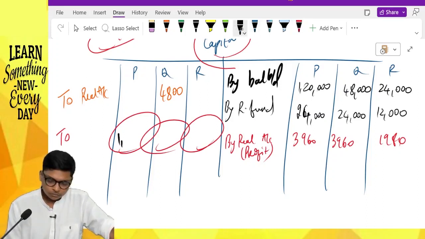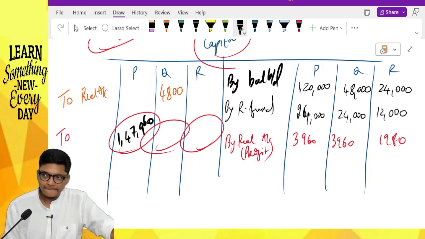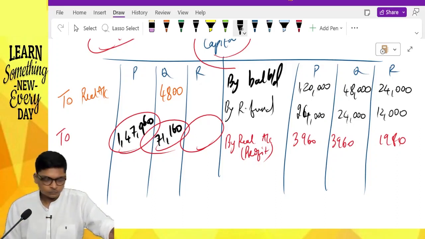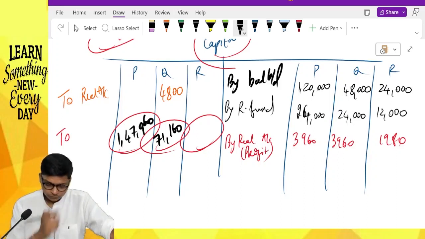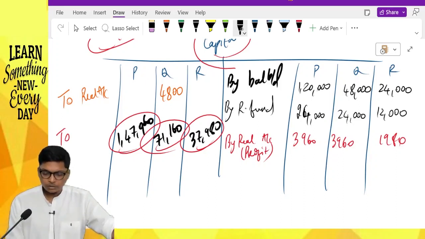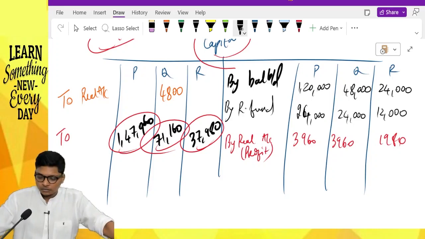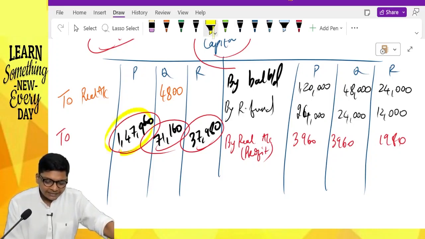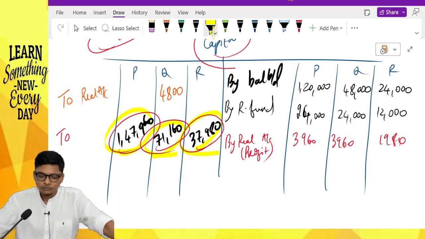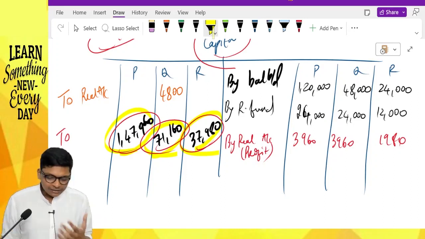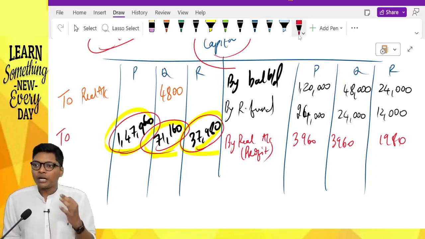1 lakh, 960, 37,980. Are you able to follow, guys? Understanding? What does this balance represent? Amount to be paid to the, loudly guys, what does it represent? Amount to be paid to the partners.